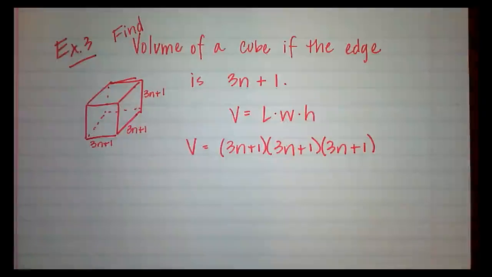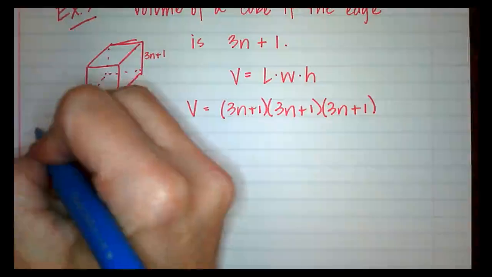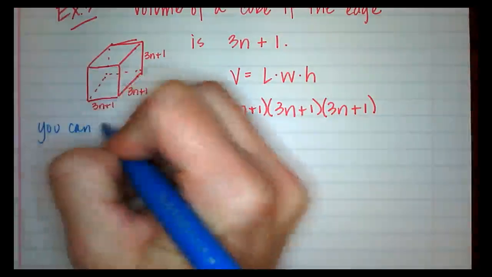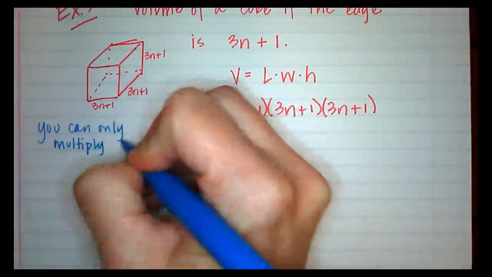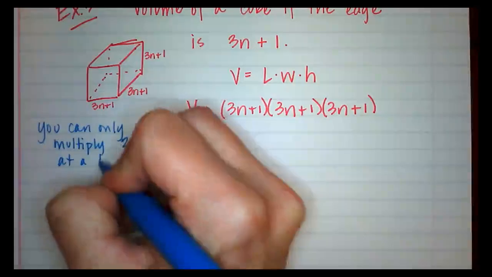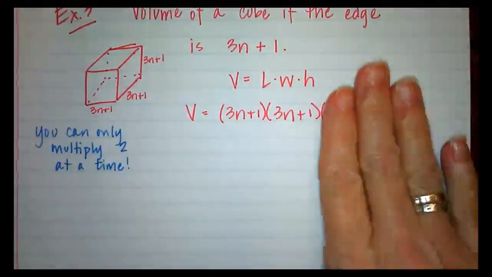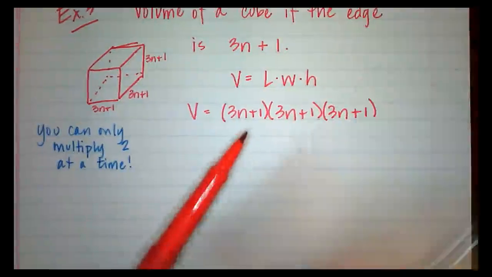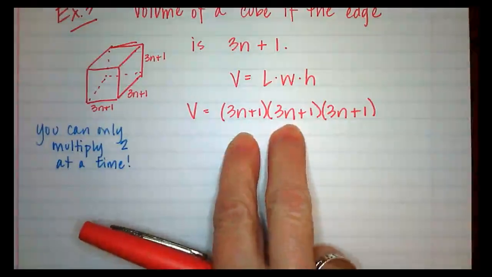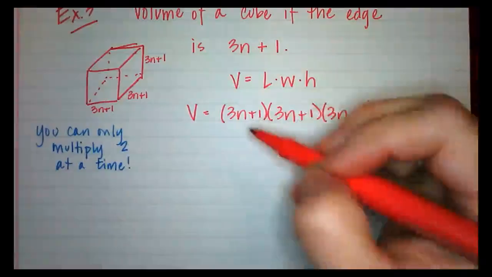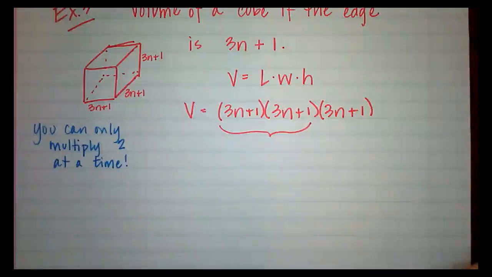All right, now the way polynomials work, we can only multiply 2 at a time. So I'm going to write that over here. You can only multiply 2 at a time. So what we're going to do is ignore this guy for just a few minutes. We're going to multiply these two polynomials together, actually binomials. We'll get that answer, and then we'll take that answer and multiply it by the third. So what we're doing right now is we're going to multiply the length times the width.